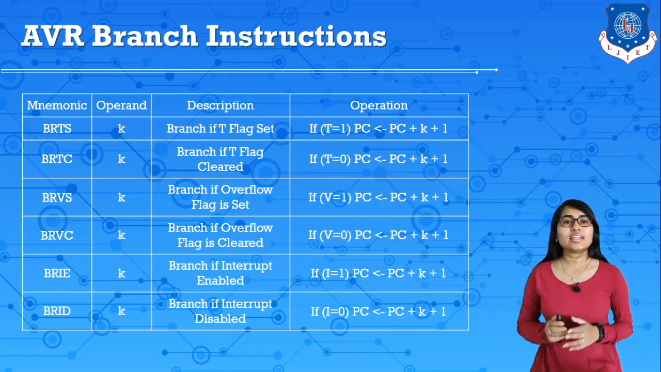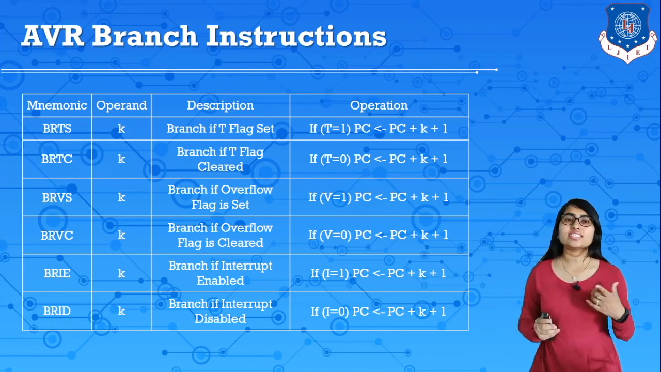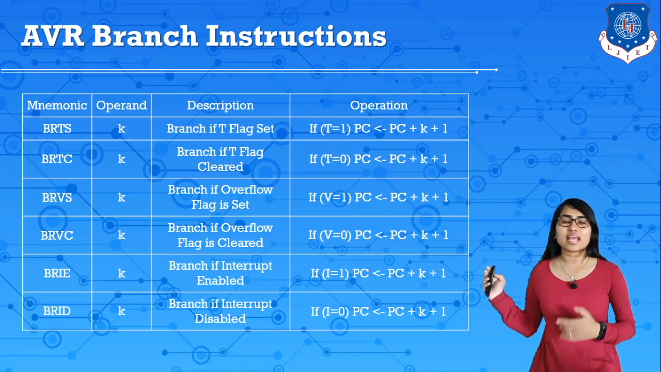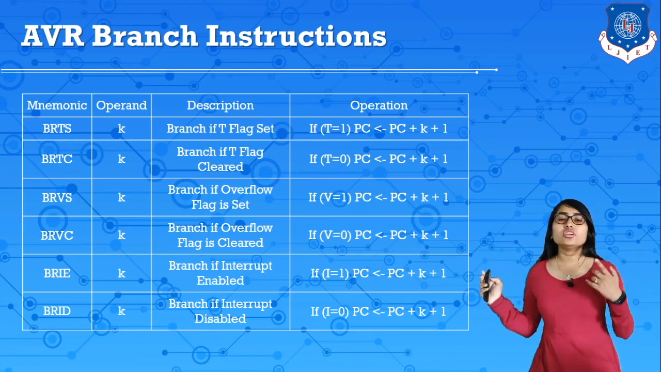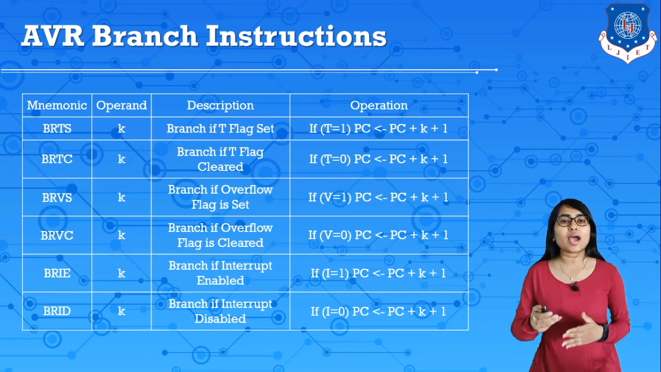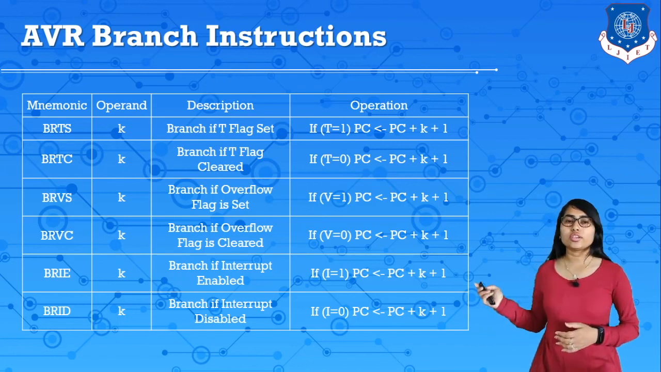So these are all the branch instructions. There are two types of branch instruction, unconditional and conditional, and these are all conditional branch instructions, in which, depending on whether some status register bits are set or clear, the jump is going to be executed. Otherwise it will fetch the next instruction to be executed.